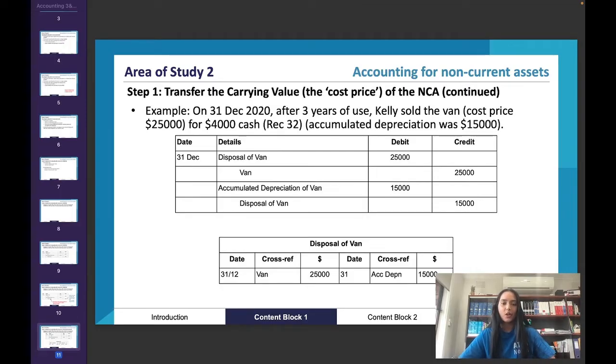And this is how this will look in the disposal of van ledger account. So you can see on the debit side, we have a debit entry of $25,000 and the cross-reference is van, and on the credit side, we have a credit entry of $15,000 and the cross-reference is accumulated depreciation. And then the date is the date of the disposal.